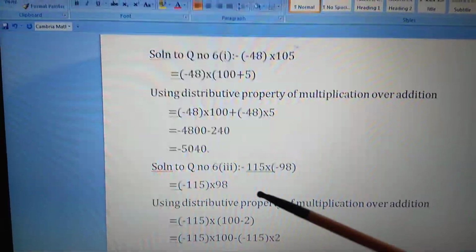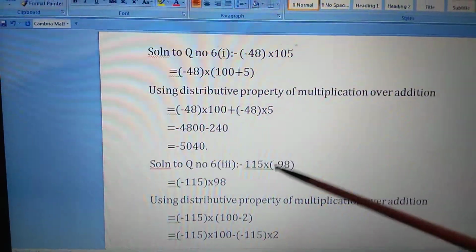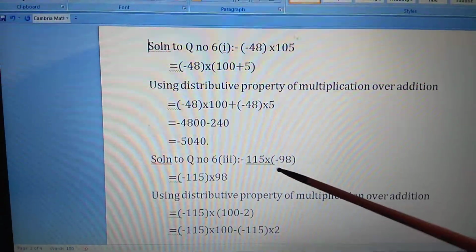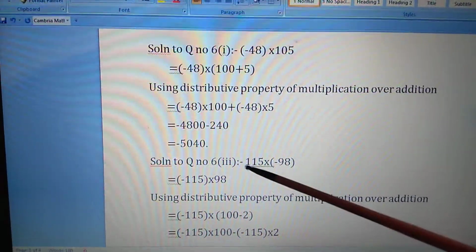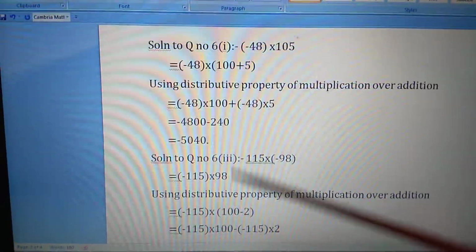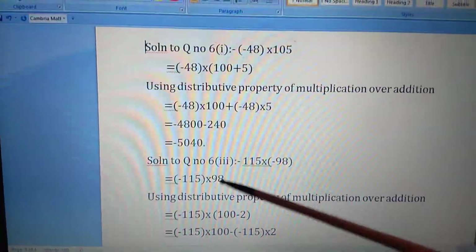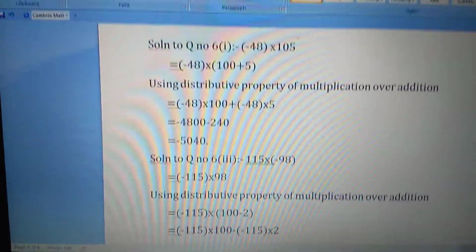6 subdivision number 3. What we have done? First we have commuted the negative sign. Negative sign is with 98. We have shifted it with minus 115. Sorry, we have shifted this minus sign to 115. So one commutative rule we have used here.